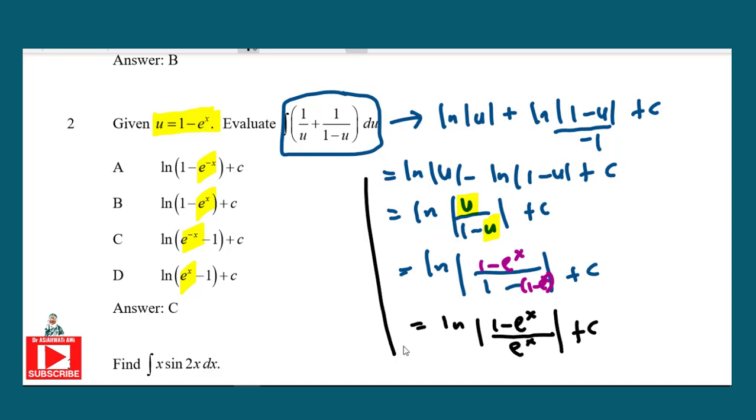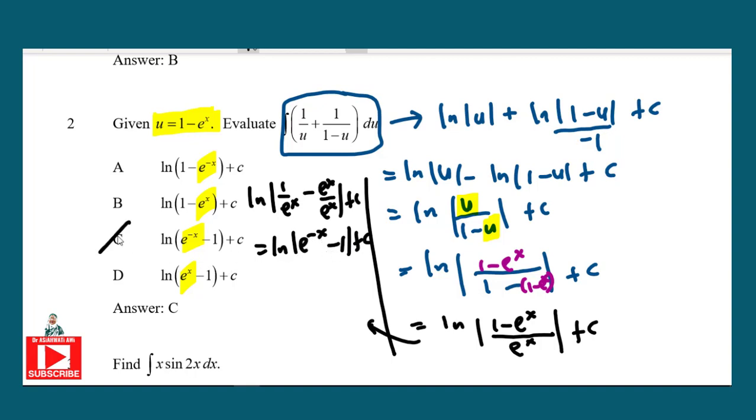Check the options. We need to simplify. Ln of 1 over e^x, separate into two terms. Divide. So it is ln e power negative x minus 1 plus c. So it is c.